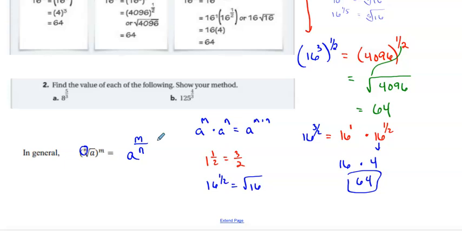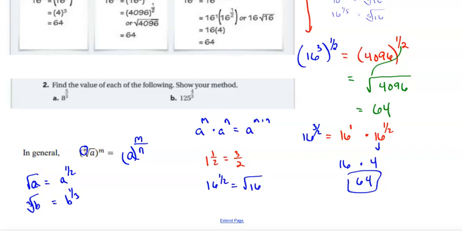Right, so the root will always turn into a fraction. A square root is something to the 1/2 power. The cube root is something to the 1/3 power, and so on and so on. So the root is the fractional exponent, and then the number on the outside is just the numerator of the exponent, just like everything else we've been doing.